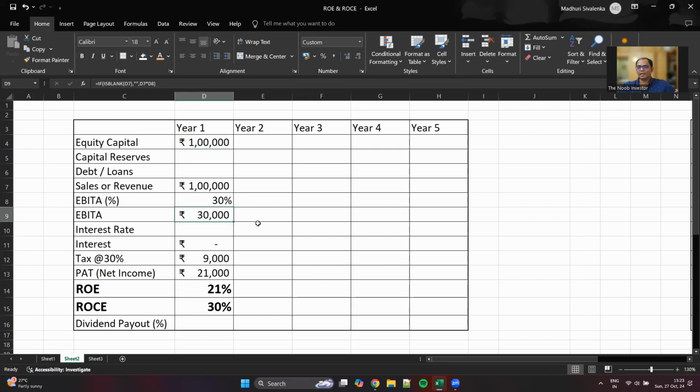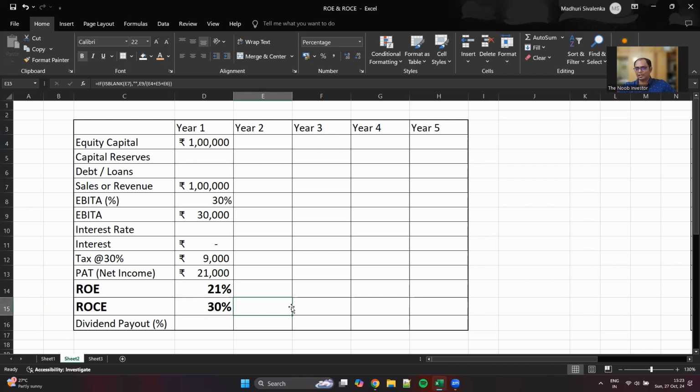ROCE is only calculated on the basis of EBITDA. It does not include interest payments and PAT. This is basically more of a capital efficiency metric only. So it is basically EBITDA divided by total capital invested. So it is 21 and 30% respectively.